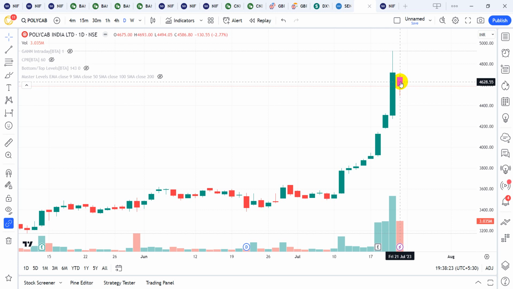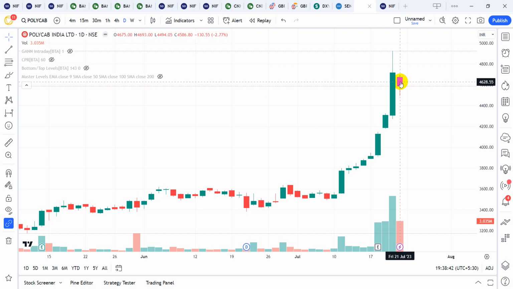This is very important because a lot of people, when we talk about Gann, say that it will help you in forming tops and bottoms. Yes, to an extent, sometimes it happens. Like we'll take some examples today in this video also. But again, to reiterate, these are not holy grails.